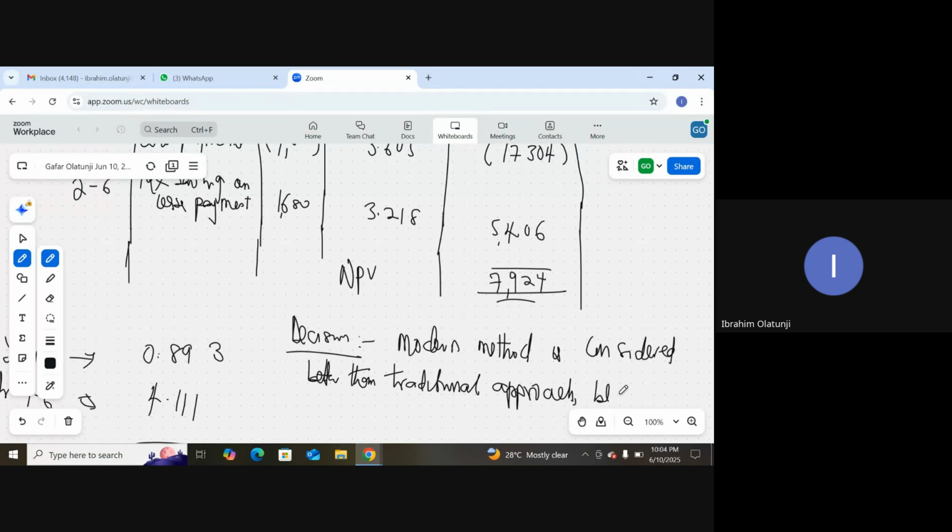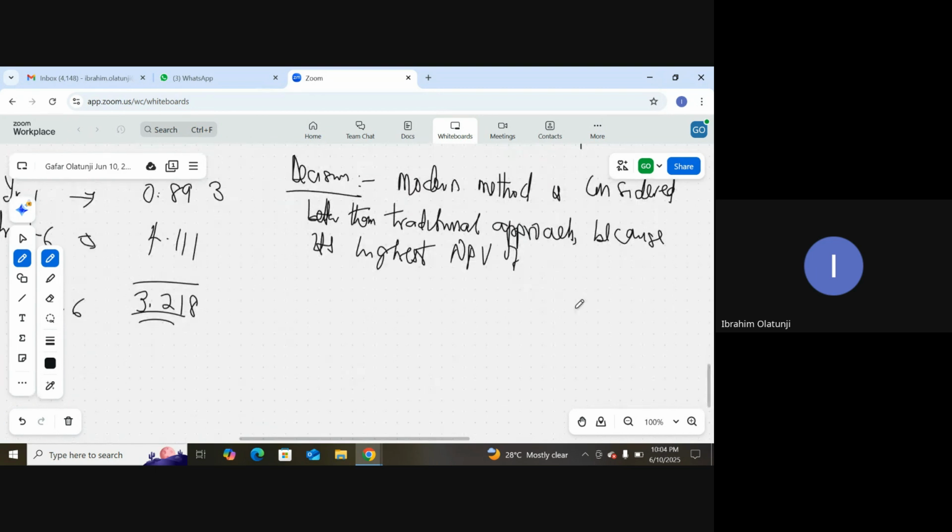because it gives the highest NPV of 7,924. Then that is the A part requirement.